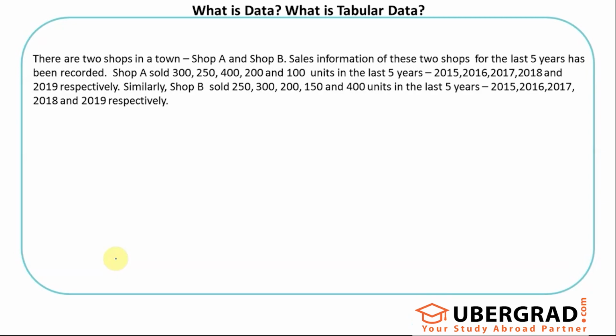So for example, let's assume that there are two shops in a town, shop A and shop B, and sales information of these two shops for the last 5 years has been recorded. Shop A sold 300 units, 250 units, 400 units, 200 and 100 units in the last 5 years. That's basically 2015, 16, 17, 18 and 19 respectively. This is a piece of information I have about shop A's sales for the last 5 years. Similarly, shop B sold 250, 300, 200, 150 and 400 in the last 5 years, 2015 to 2019. Again, that is another piece of information I have. So all these pieces of information, we call them data, right?